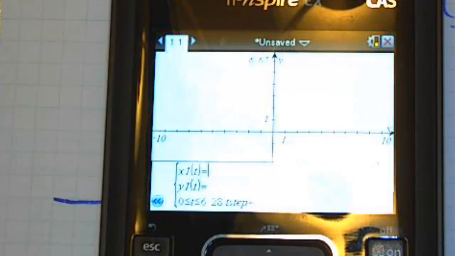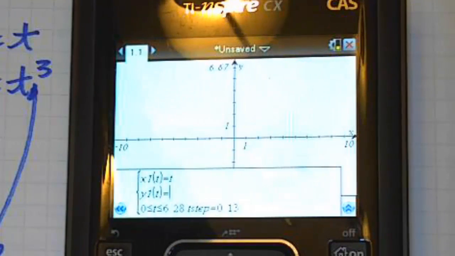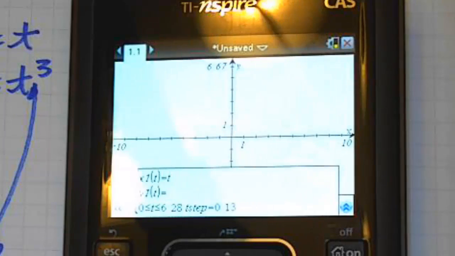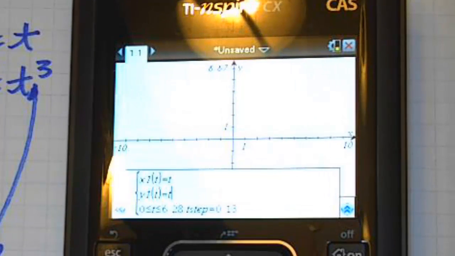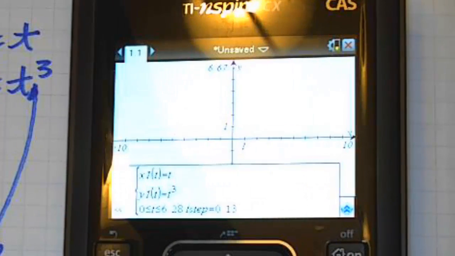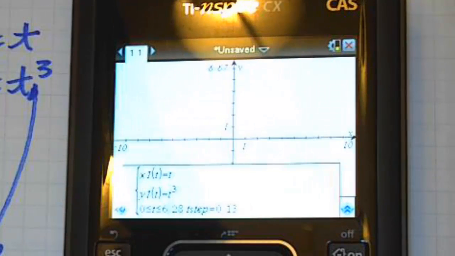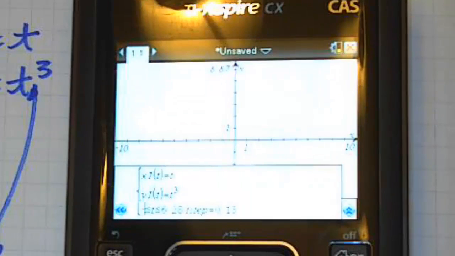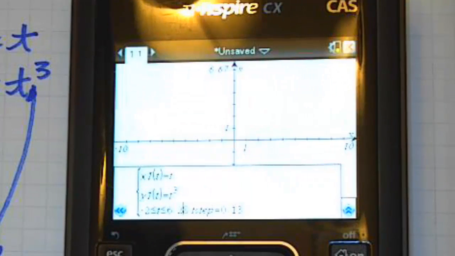Okay, so my x1, I'm hoping, let's see if I tilt it, that's a little bit better. So then I get t cubed. And then you'll see that you want it from a certain range of t. So we wanted it from -2 to 2.